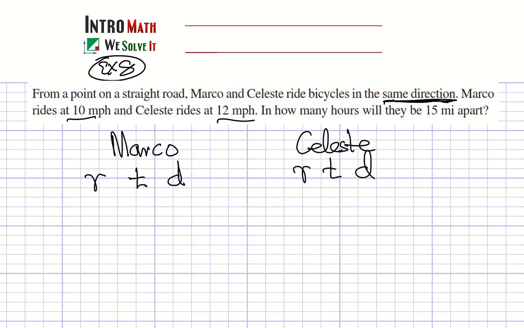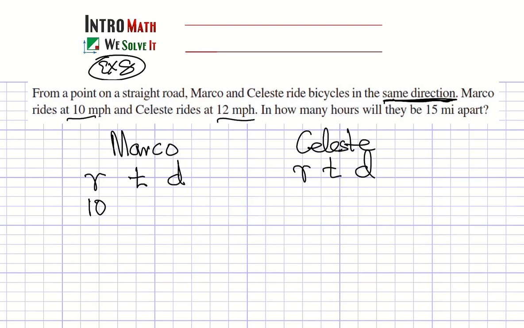Those are the three things: rate, time, distance. You just have to try to visualize the problem. For Marco, Marco has rate 10. We're looking for the time, right? We don't know the time, time is the one we're looking for. Okay, remember that distance equals to what?